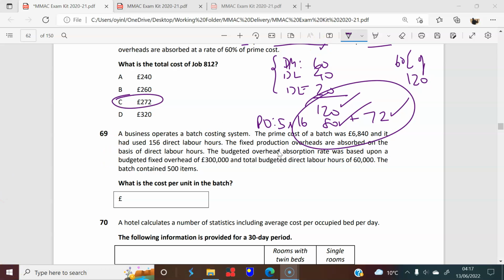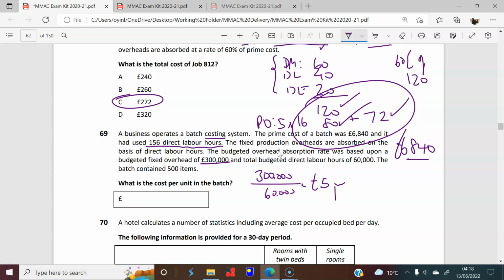This question says that a business operates a batch costing system, and the prime cost of a batch is 6,840, and it uses 156 direct labor hours. We're given the overhead absorption rate for the overheads, and that's 300,000 divided by the 60,000, and that's £5 per overhead hour. So for every labor hour, we will attach £5 of overhead.